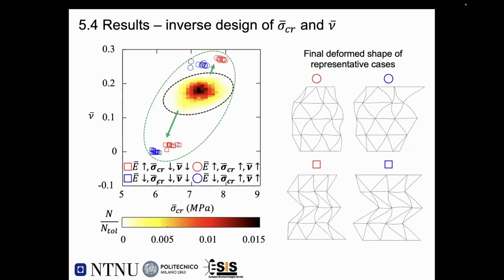And finally, I want to show you the inverse design of the effective critical stress and also the Poisson's ratio. Similar to the previous result, we can have a much larger design space. It's difficult to achieve by human imagination. And also here we can achieve negative Poisson's ratio materials.